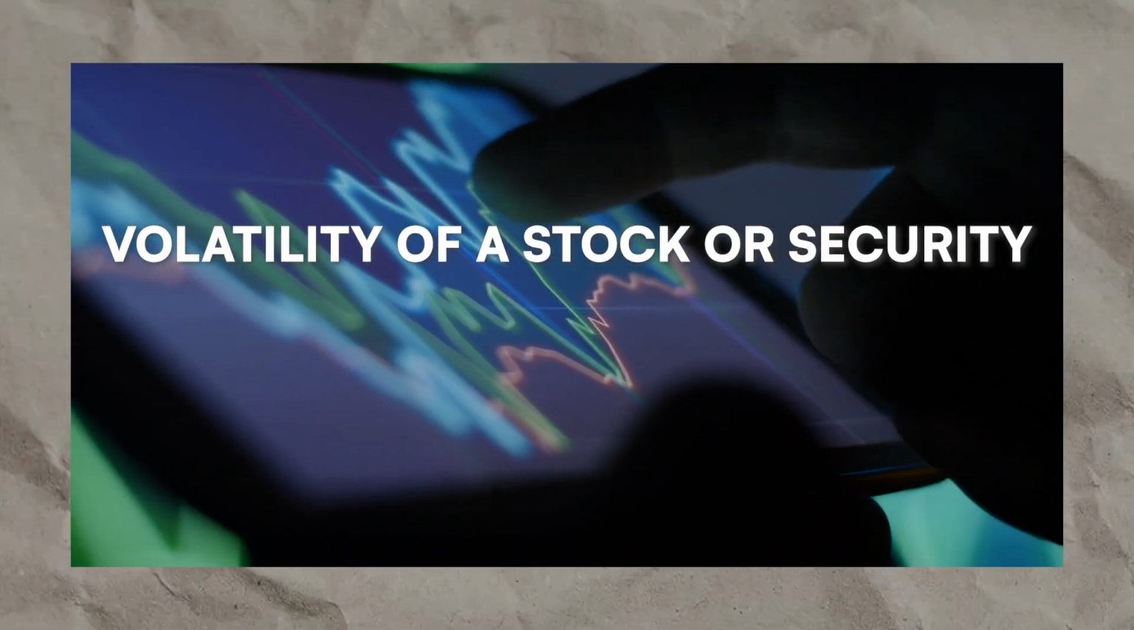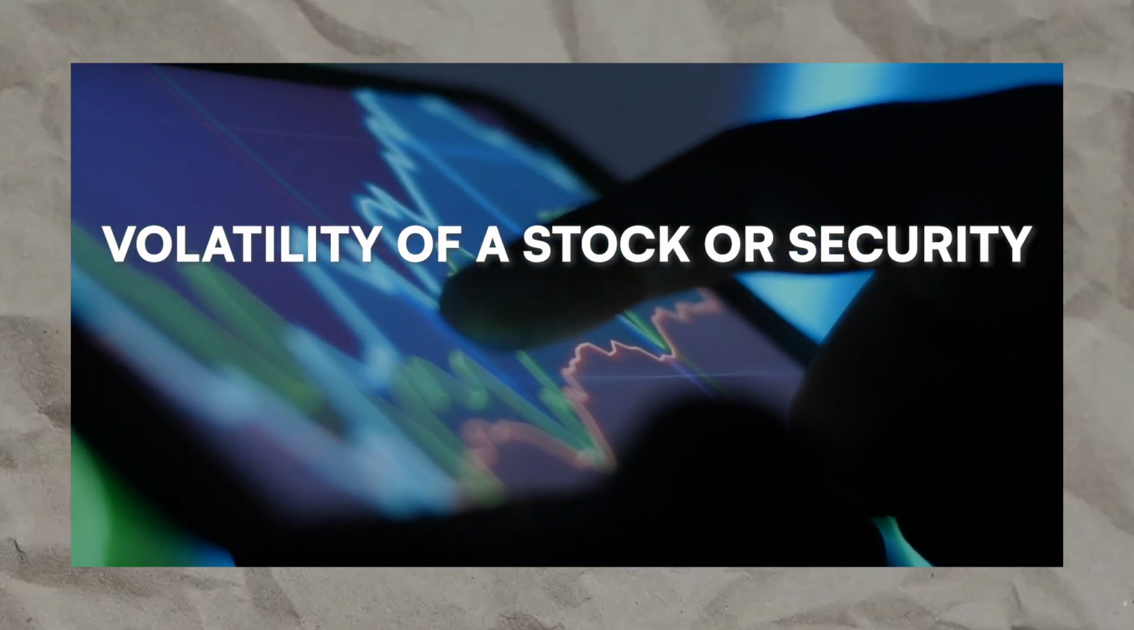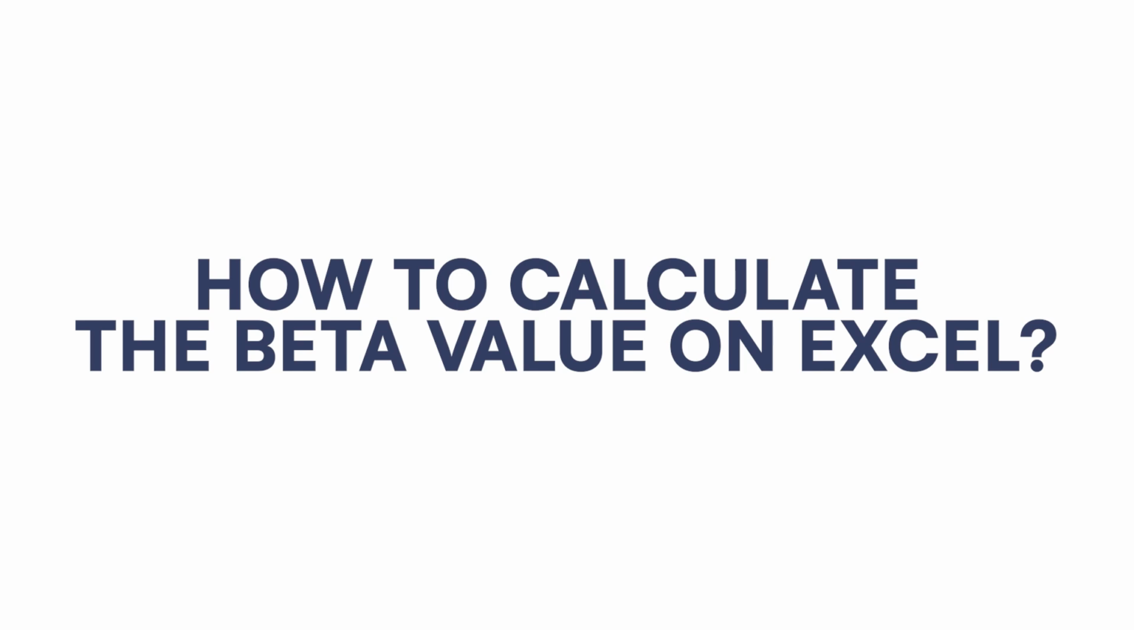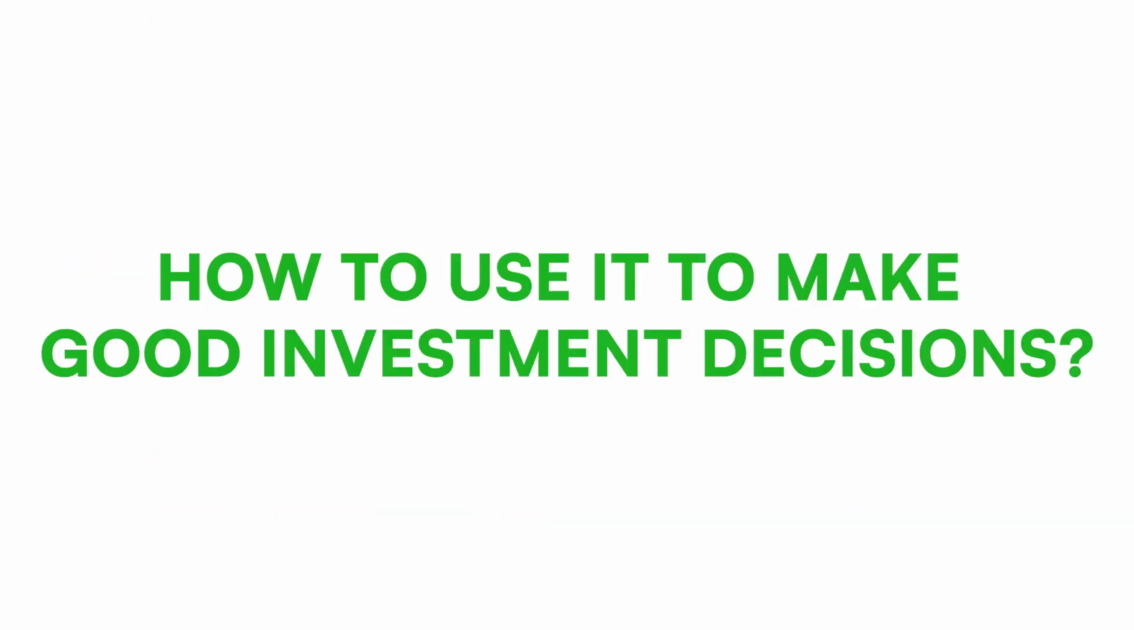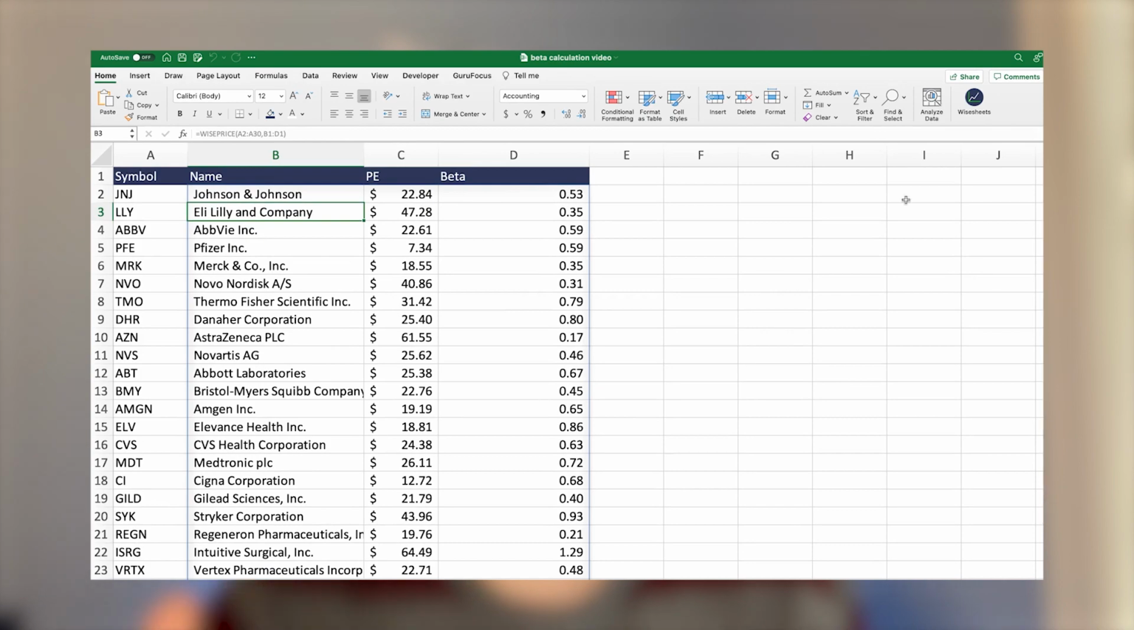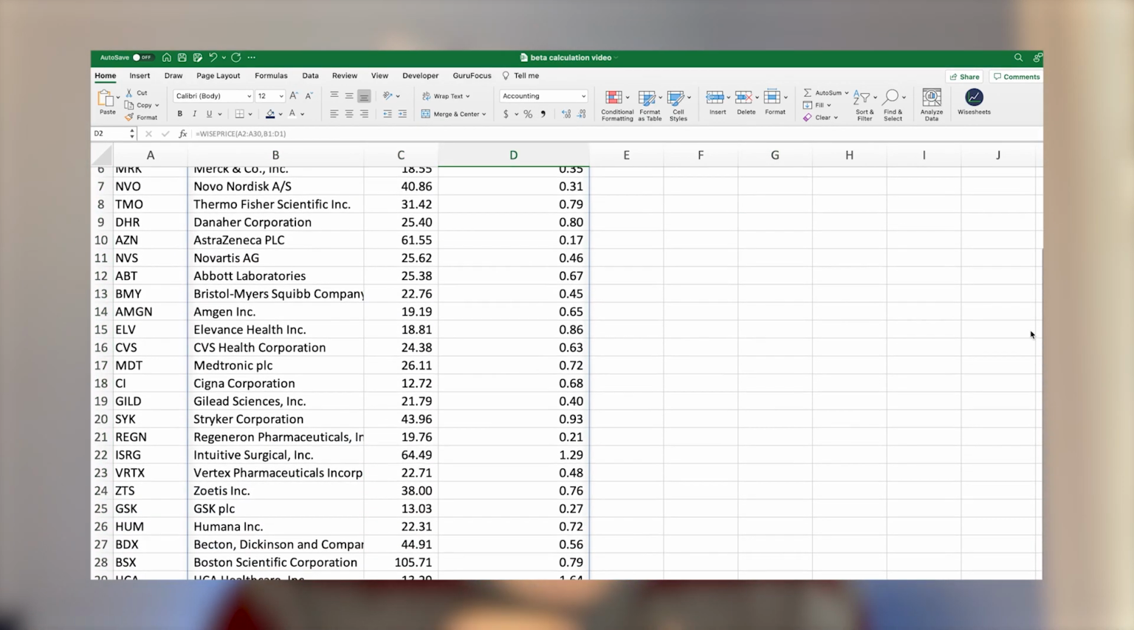One of the best ways to measure the volatility of a stock or security is to calculate the beta value. In this video, I'm going to share with you how you can calculate the beta value on Excel, and most importantly, how you can use this information to make good investment decisions. And if you stay until the end, I'm going to share with you how you can get this value for many different stocks all at once.